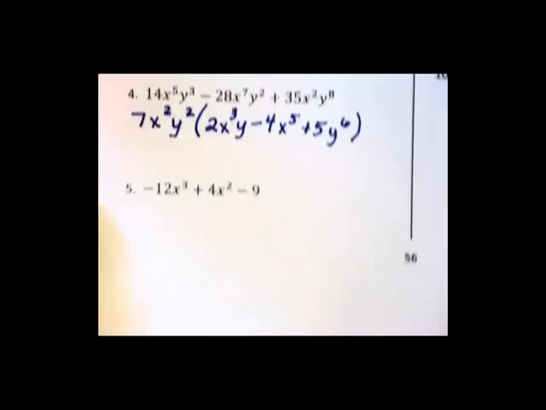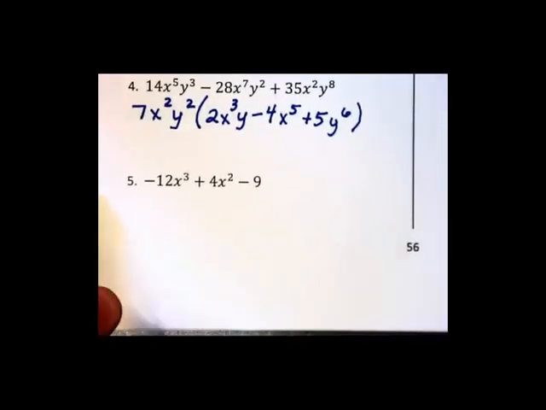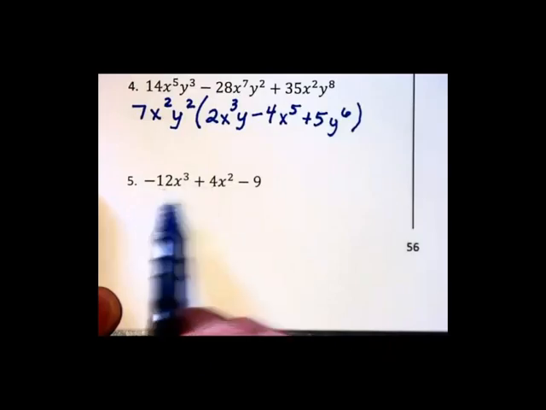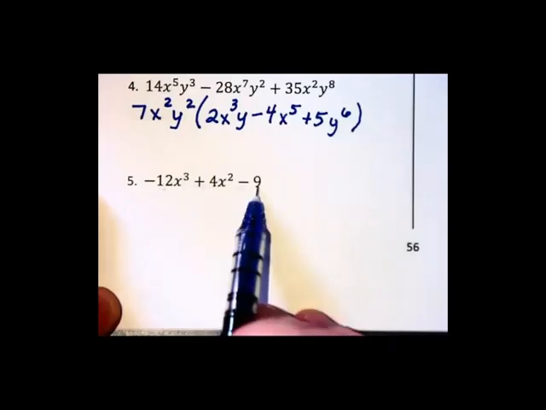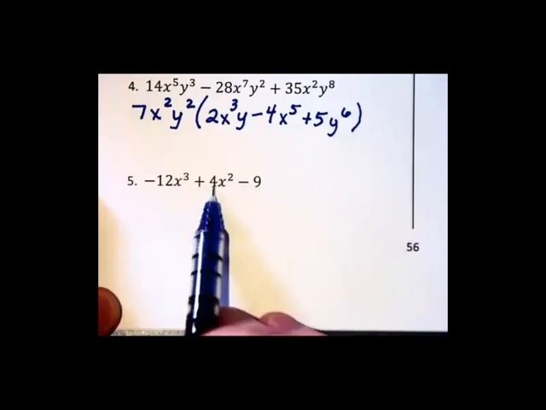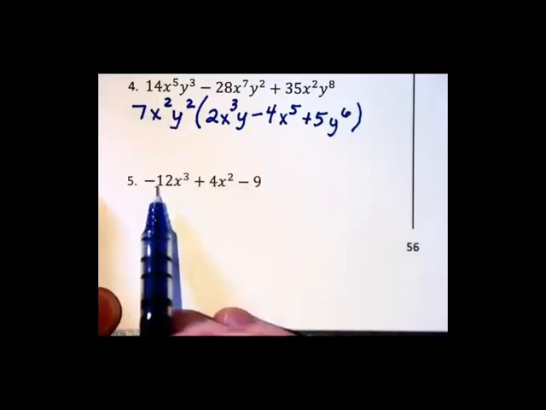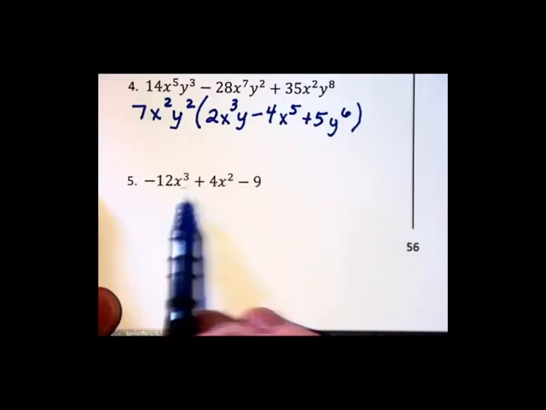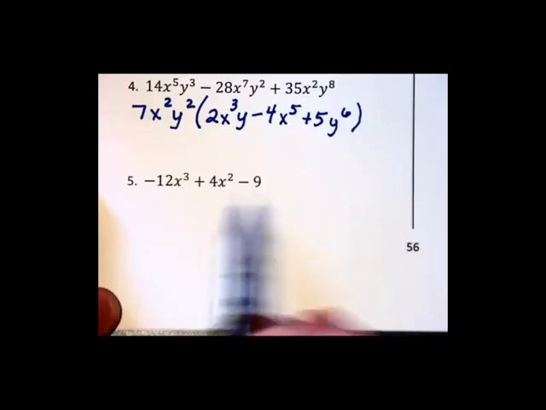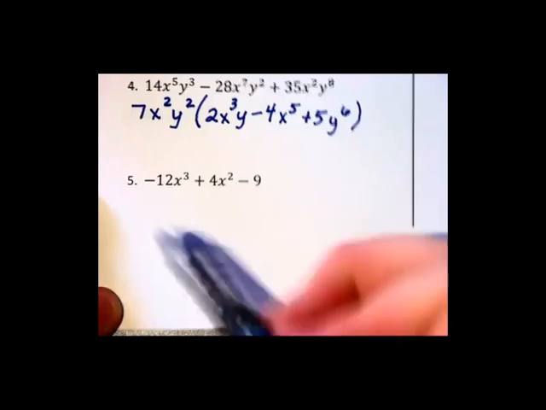Moving on to number 5. We see a negative out in front. Now 12 and 4 are both even, but 9 isn't, so 2 cannot be factored out. 9 is divisible by 3, as is 12, but 4 is not divisible by 3, so there's no number that goes into each of these coefficients. Likewise, we've got x's in the first two terms, but no x's in the third term. So no variables can be factored out either.